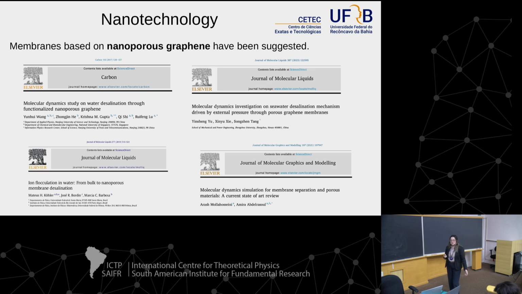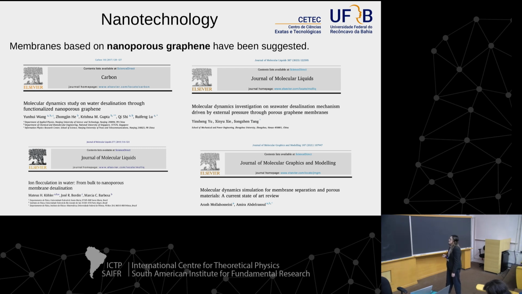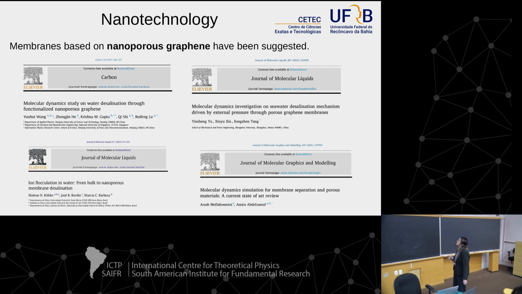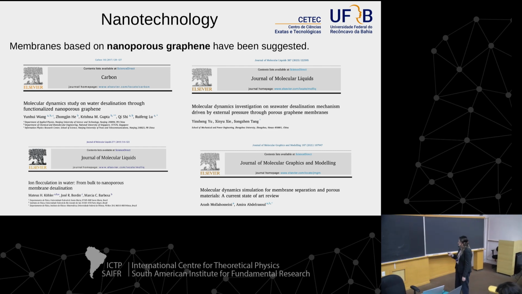But we have nanotechnology. Membranes based on nanoporous graphene have been subjects in many works. Here we have nanoporous graphene studied by molecular dynamics simulations. Here we have graphene membranes, porous graphene membranes. We have simulation for membrane separation in porous materials. And so we have many works on this subject.